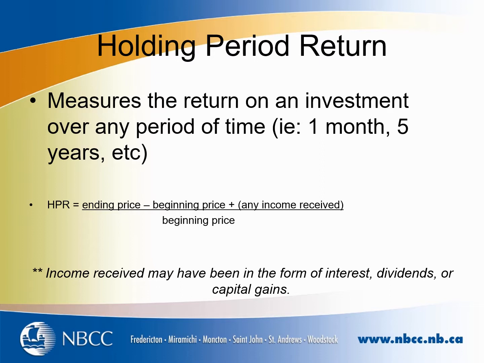So in this case, to figure out how much money we made, we compare the ending price to the beginning price. This would be the amount of our capital gain, plus any income that we've received from the investment over the period of time that we've held it. All of this together is our earnings divided by our beginning price. And I've made a note here on the slide that the income that's received may have been in the form of interest, dividends, or it could even be capital gains distributions from a mutual fund. We'll talk about that a little later on in the mutual fund section.